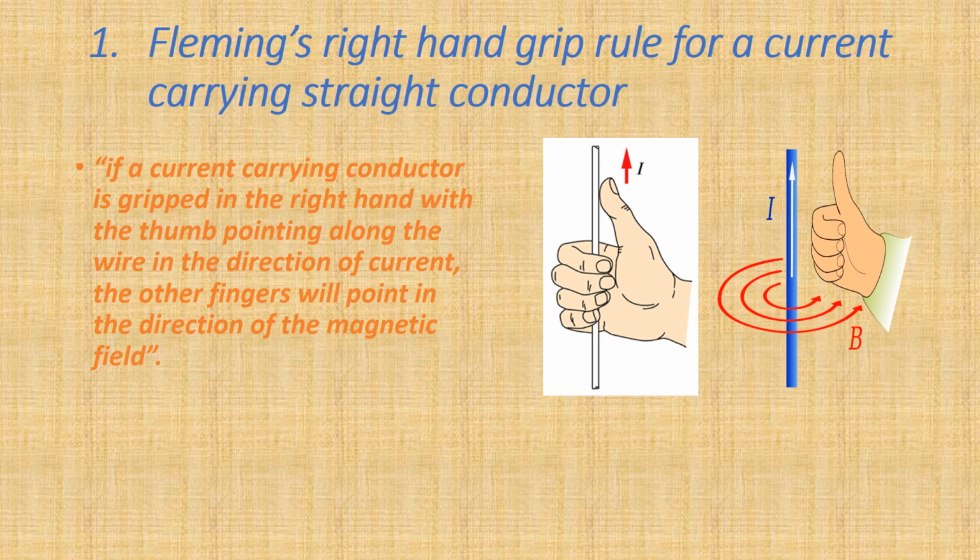Like shown in figure 2, if current was flowing upwards, then imagine you holding that conductor with the thumb pointing upwards while holding that conductor. Then the four fingers will show anti-clockwise direction. That is the direction of magnetic field.